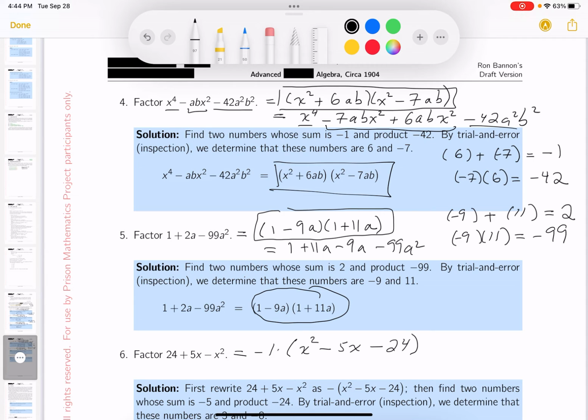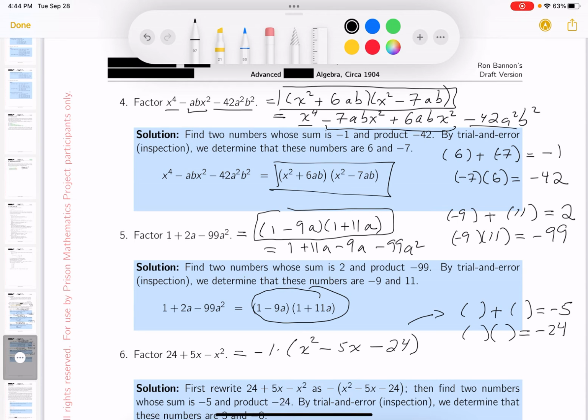No, I don't think I'd want to do that, but some students want to do that. There's nothing wrong with that. So what am I doing? Well, I'm looking at it, and what do I need? I need the sum of two numbers to be -5, and I need their product to be -24. Right? What two numbers would do that for me?